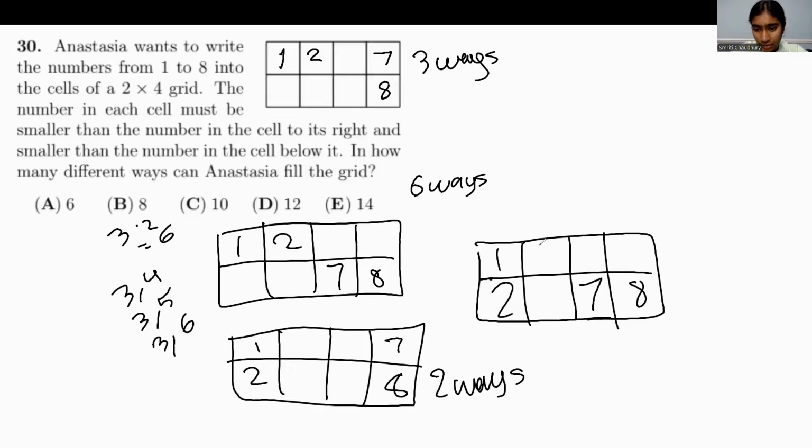Here we can have 3, 4, 5, 6, or we could have 3, 4, 5, 6, or 3, 4, 5, 6. So that is 3 ways. So if we were to add up our ways, we've got 3, 3, that's 6, plus 6, 12, plus 2, 14. So there are 14 different ways Anastasia can fill out this grid. So our answer is E.